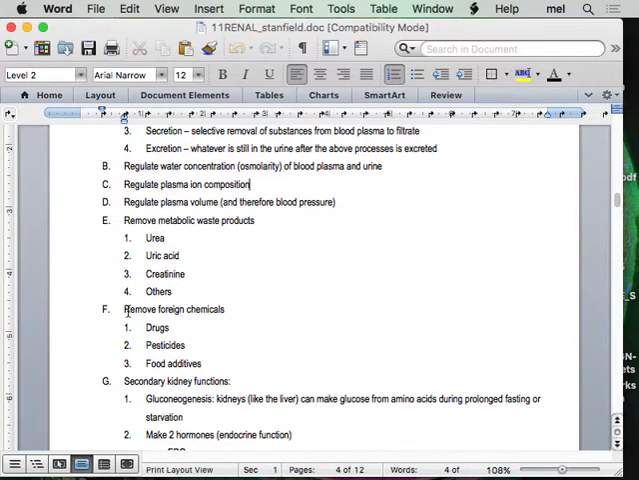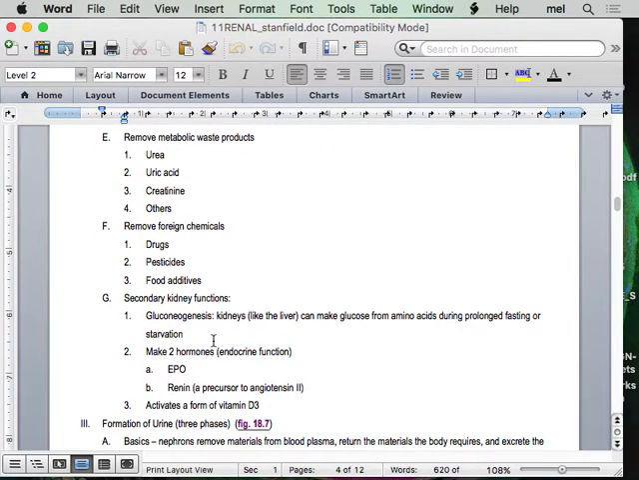You are also getting rid of foreign chemicals like drugs and pesticides. Some of those you get rid of through your kidneys, and some of them you actually get rid of at your liver, and some both. And then there are some secondary kidney functions. These you may or may not know about. Your kidneys in a pinch remember how to do gluconeogenesis. It's primarily a liver function, but if you are starving, your kidneys will go, I'm not sure I've done this in a while, but I think I can do it. And they will do gluconeogenesis.